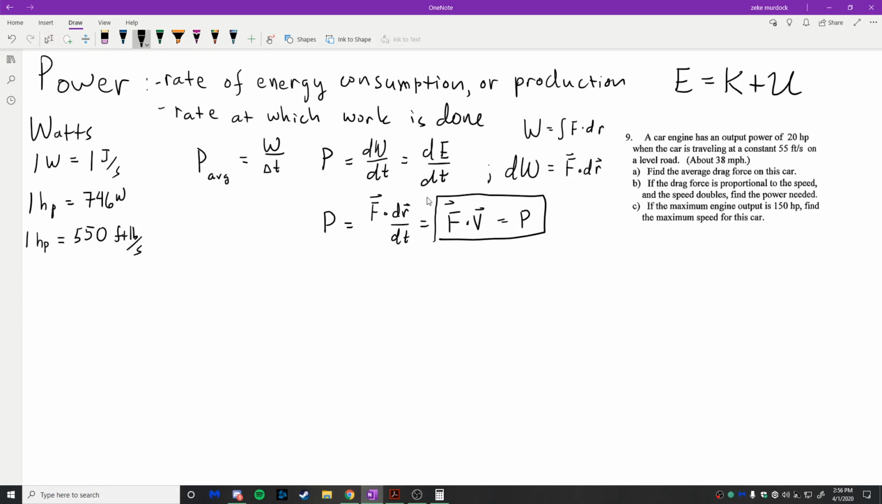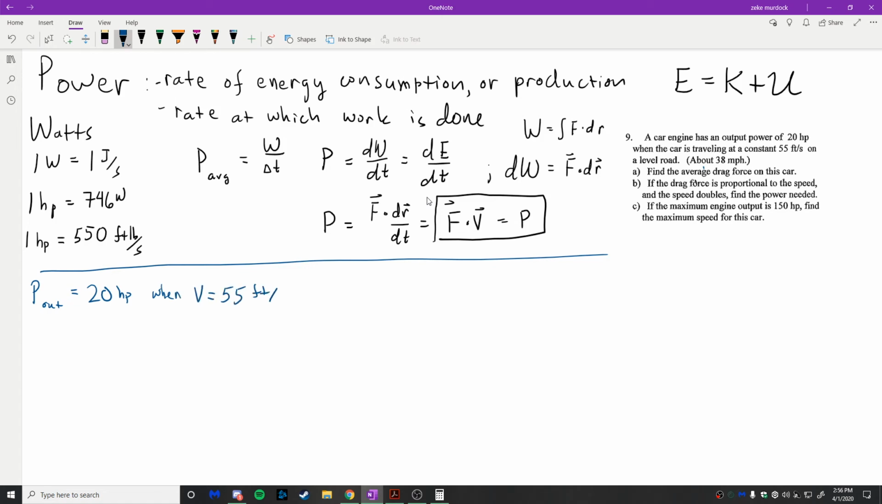So let's use this idea to solve this problem right here. So, a different color. It says a car engine has an output power of 20 horsepower. So we'll just say power out is 20 horsepower. When the car is traveling at a constant 55 feet per second on a level road. So when the velocity of the car is 55 feet per second. We want to find the average drag force acting on the car, and then some other things. So the first thing we'll do is to find the drag force acting on the car.